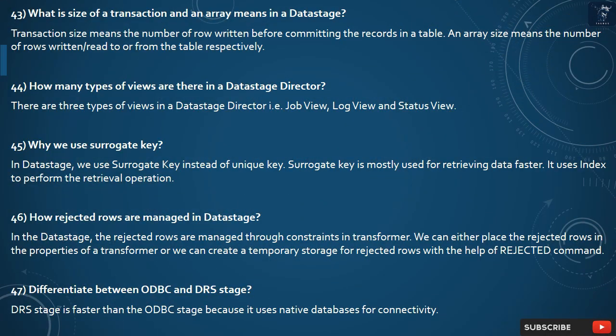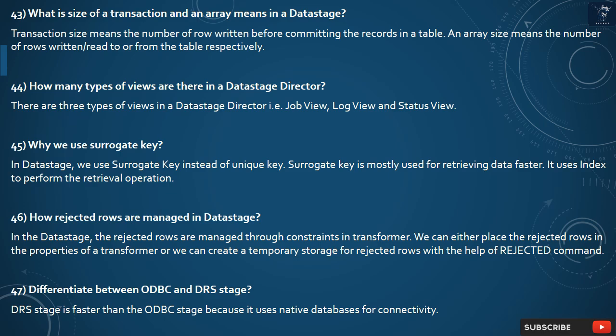43. What is size of a transaction and an array means in a DataStage? Transaction size means the number of rows written before committing the records in a table. An array size means the number of rows written or read to or from the table respectively. 44. How many types of views are there in a DataStage director? There are 3 types of views in a DataStage director, i.e. job view, log view, and status view.